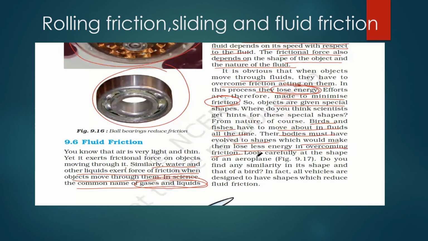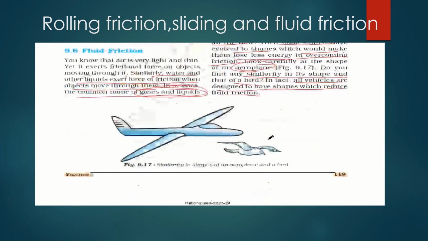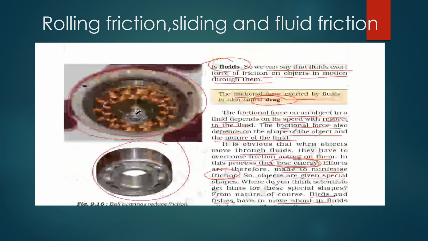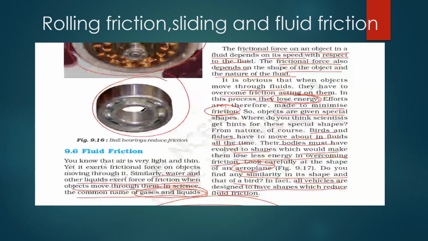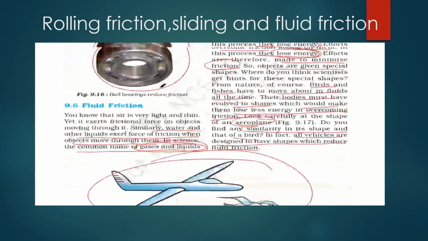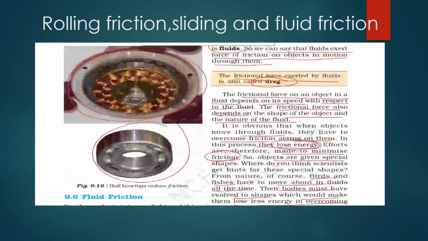So look carefully at the shape of an aeroplane as well. It is shaped like the body of a bird. Do you find any similarity between its shape and that of a bird? In fact, all vehicles are designed to have shapes which reduce fluid friction. Here you can see the similarity between the body of an aeroplane and that of a bird. Now we will see how and why we should increase and decrease the frictional force. So let us move on to that now.